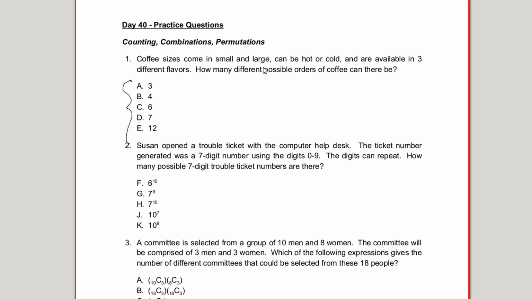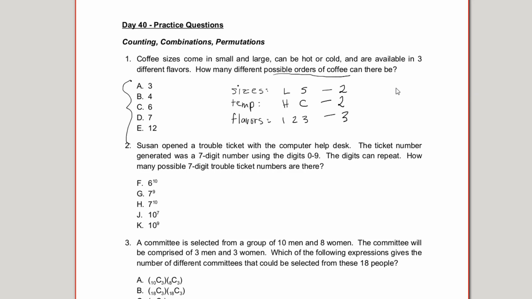When we're looking at the possible orderings of how we can make a coffee order, here we have sizes first. The size can come in large or small, so that's 2 possibilities. Temperature-wise, we'll put temp, it can be hot or cold. So that's 2 different possibilities. And then we also have 3 different flavor options, so we'll just label that as 1, 2, and 3.